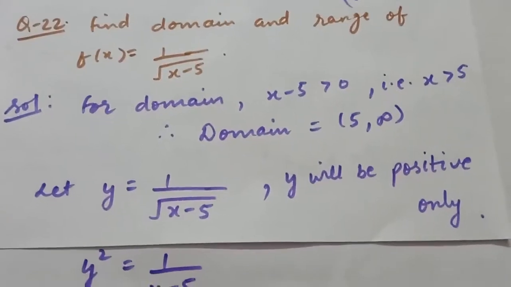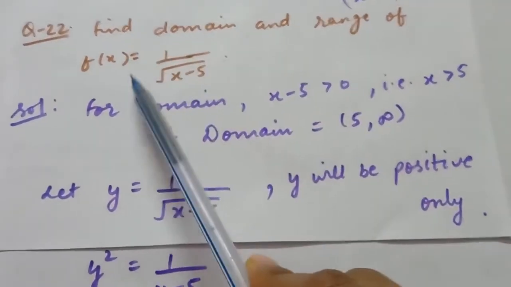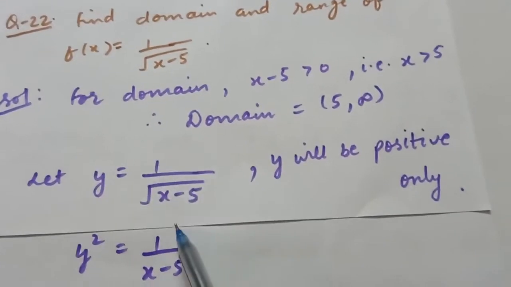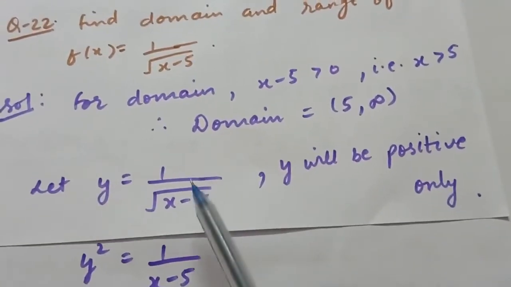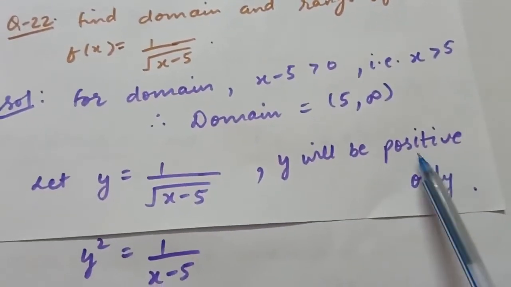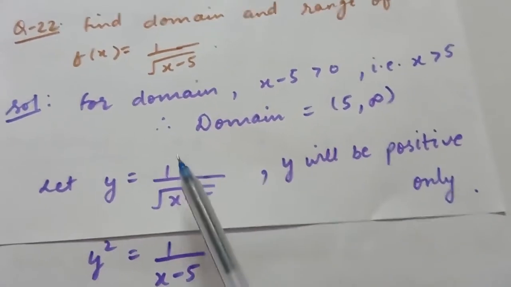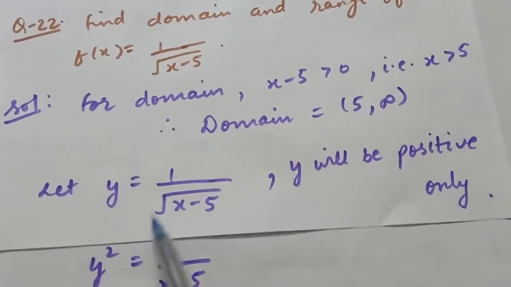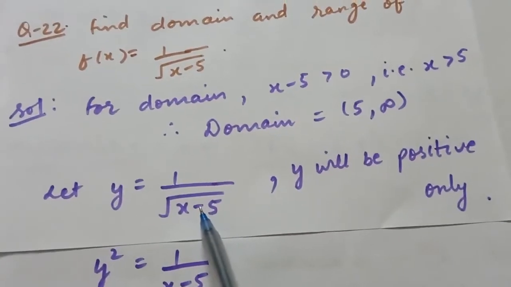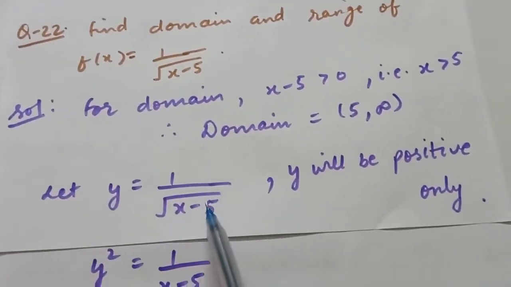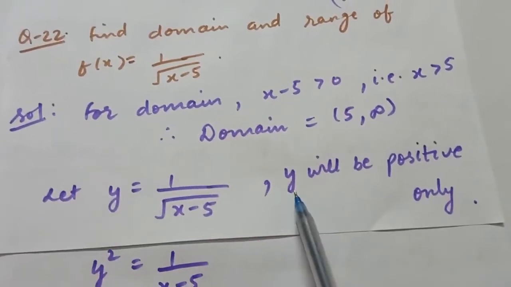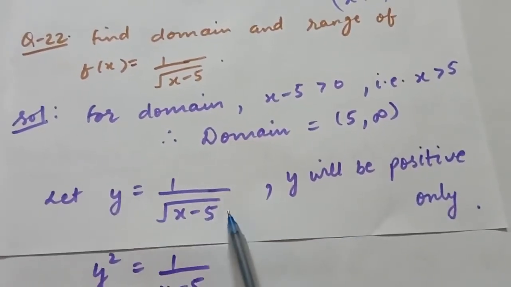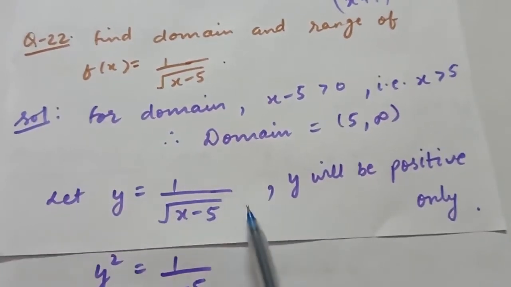Now for range, let fx be equal to y. So y is equal to 1 upon root x minus 5. Now see, y will always assume positive values. Why? Because 1 is positive, and whenever you solve a root, it will always be positive, right? So positive upon positive is positive. So y will always assume positive values. Now we have to check whether y will assume 0 or not.